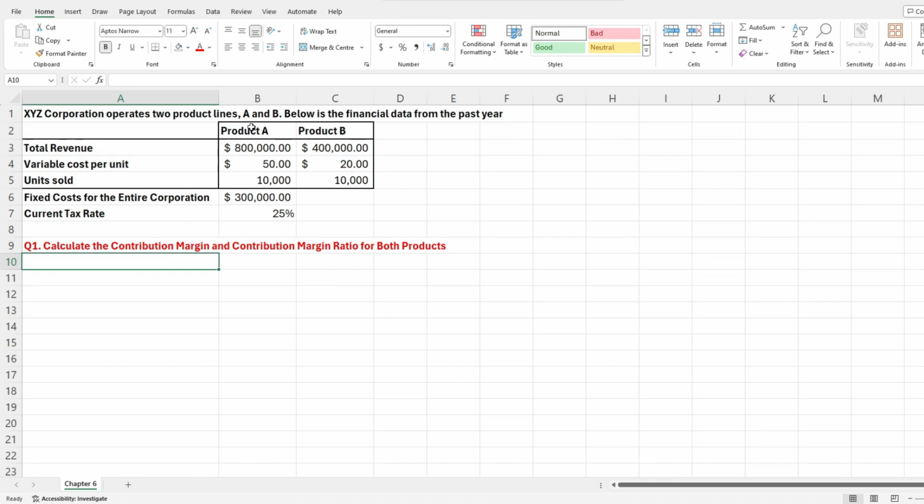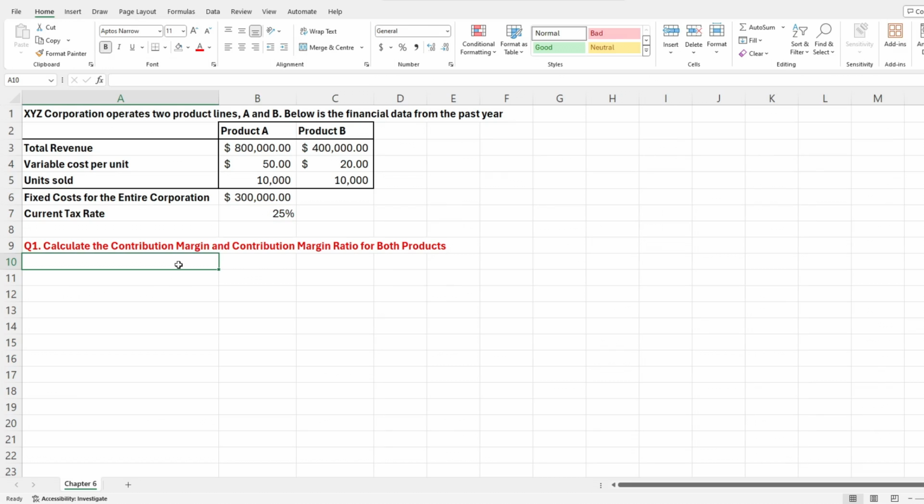So here we have product A and product B. And then on the left we have total revenue, variable cost per unit, and then units sold. So we have 800,000 for product A, 400,000 for product B for total revenue. Variable cost per unit for product A is $50, product B is $20, units sold is 10,000 for both. Fixed cost for the entire corporation, so that means for both products, is 300,000, and then our current tax rate is 25%. So we'll be needing these later on.